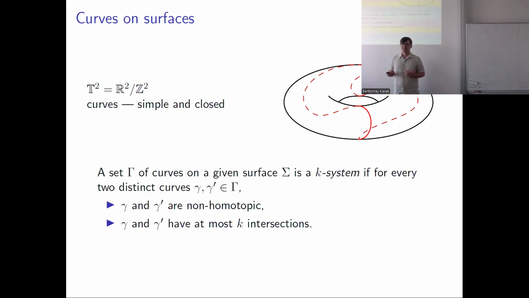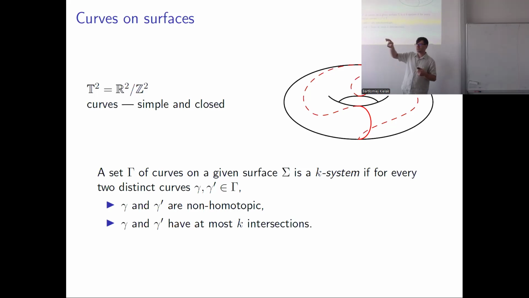So the main object of study for topologists is something which we call a K-system. And we say that a set of curves on some given surface sigma is a K-system if any two curves from our set are non-homotopic and any two of them intersect at most K times. Now the thing is, you can easily imagine plenty of curves on a torus such that none of them have intersections with each other. But the point is, if two curves have no intersections on a torus, then they are actually homotopic to each other. So you can have infinitely many curves.